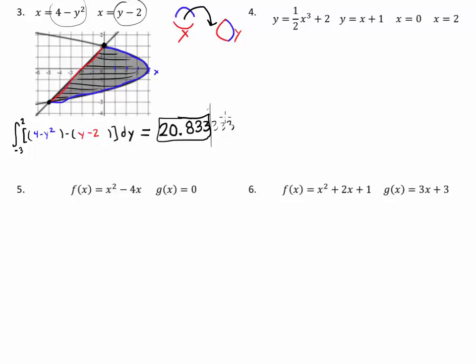Okay. All right, let's take a look at problem number 4. Now this one's a little bit different because I don't give you a graph. So you can either try graphing it by hand, or you can use a graphing calculator. I'm going to type it into a graphing calculator. I'm going to use Desmos because I'm lazy.